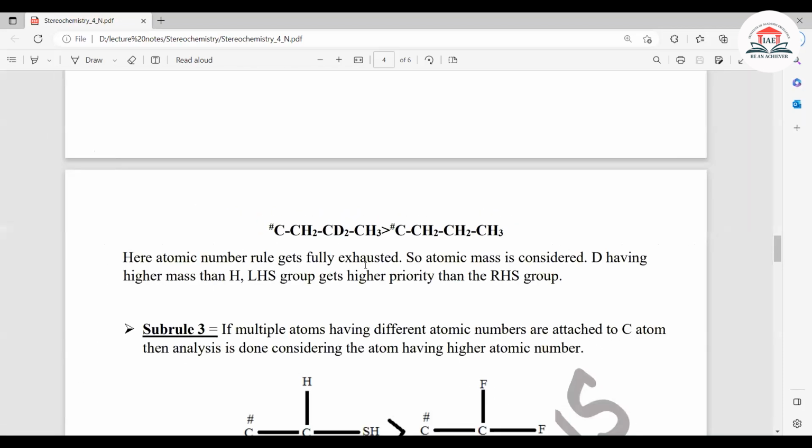Atomic number rule gets fully exhausted. So atomic mass is considered and D having higher mass than H, the left hand side group gets higher priority than the right hand side group. বোঝা গেল কি?